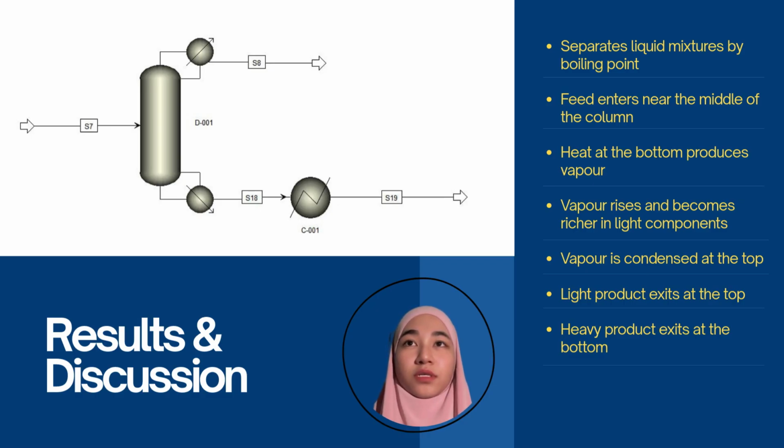So for the results and discussions, we'll start with the distillation column. It is used to separate a liquid mixture based on differences in boiling point. The feed enters in the middle of the column and heat is applied at the bottom, which causes part of the liquid to vaporize. The vapor rises up the column and becomes richer in the more volatile, lower boiling point components. At the top, the vapor is cooled and condensed, and some of this liquid returns as reflux to improve separation, while the rest is collected as the top product. The heavier, higher boiling point components remain at the bottom and are removed as the bottom product.